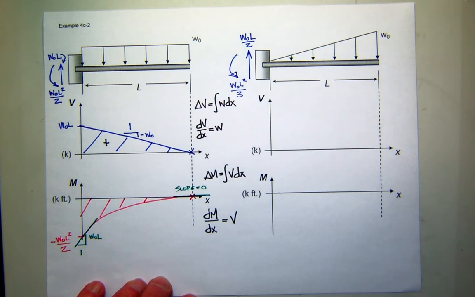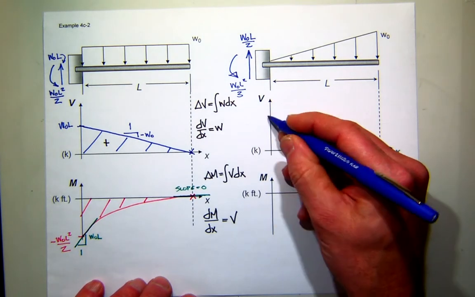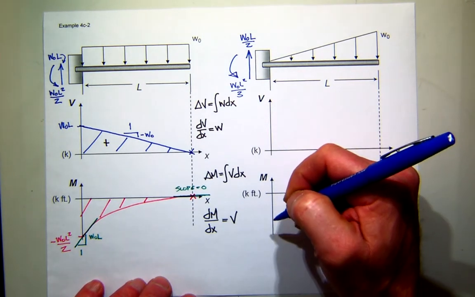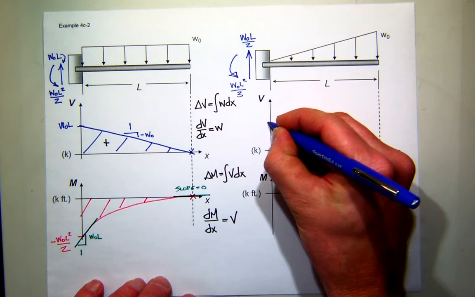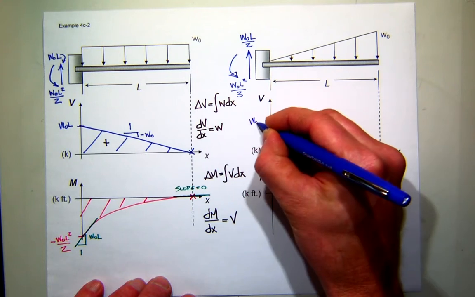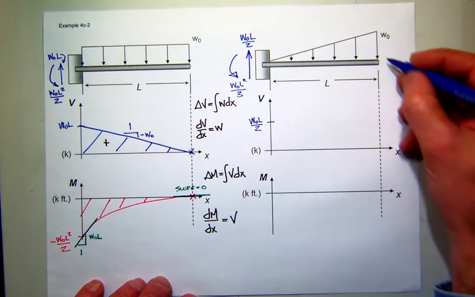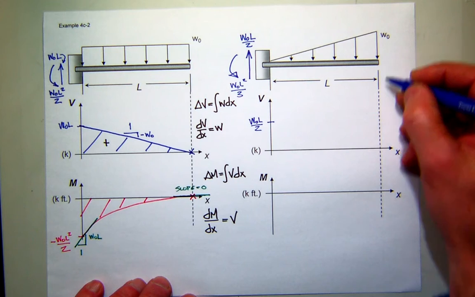Okay, so starting with our shear diagram, what is the value of the shear that we're going to start with? Positive or negative? Positive, and it has a value of W naught L over 2. What's the shear out here at the free end? 0.